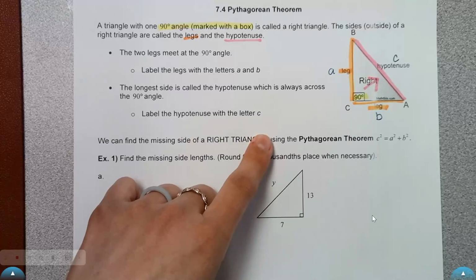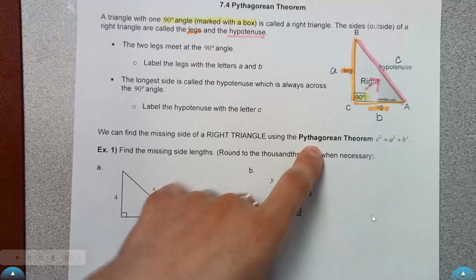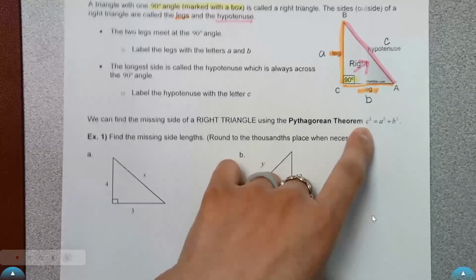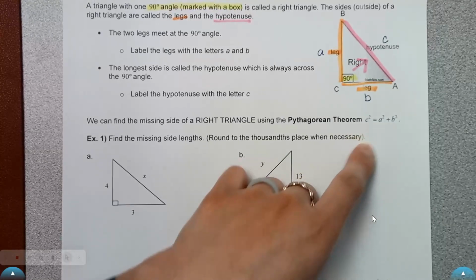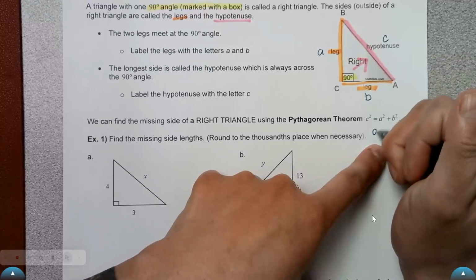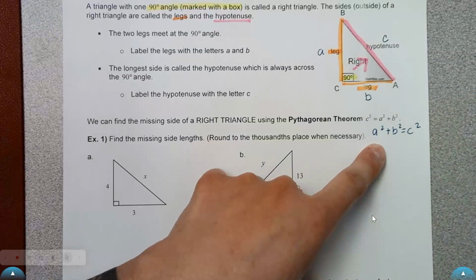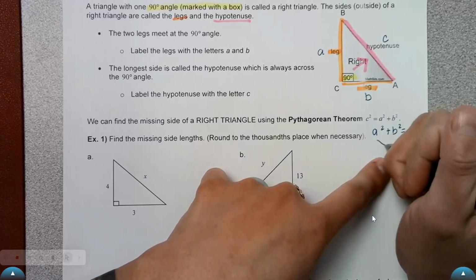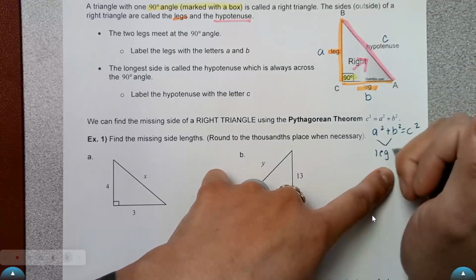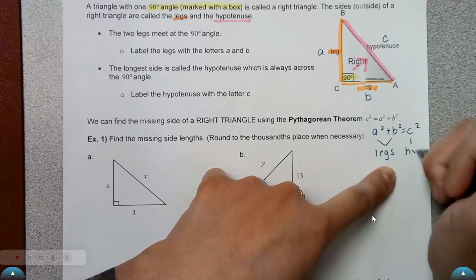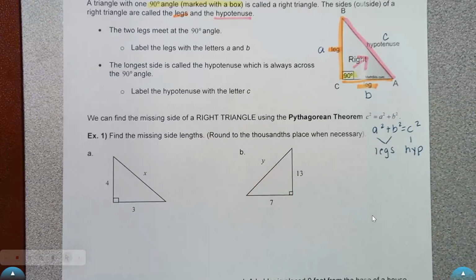In a right triangle, if you're missing a side, you can use what's called the Pythagorean theorem, which is c squared equals a squared plus b squared. You might also see it as a squared plus b squared equals c squared. It's the same thing, where a and b are your legs and where c is your hypotenuse. I'm going to abbreviate it just because I don't have a ton of space.